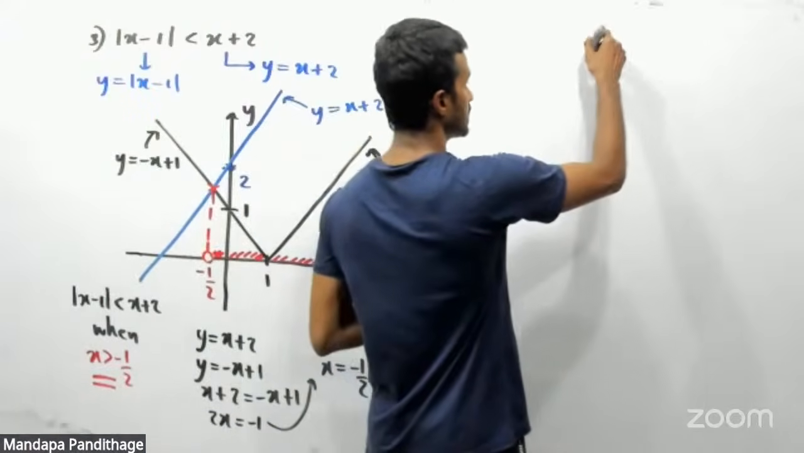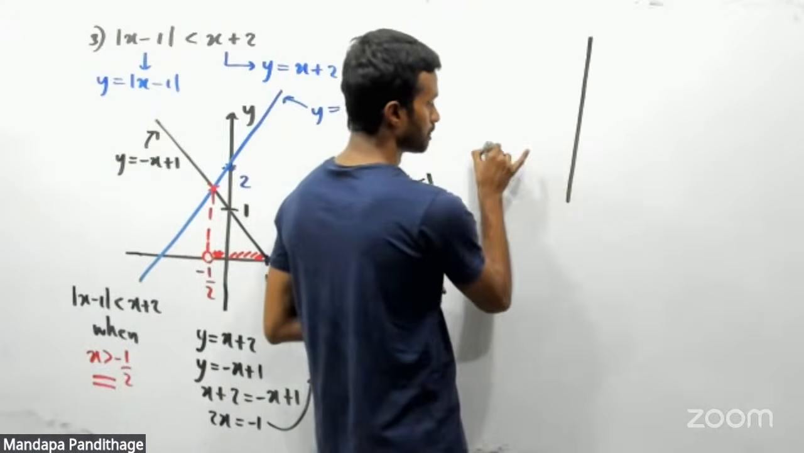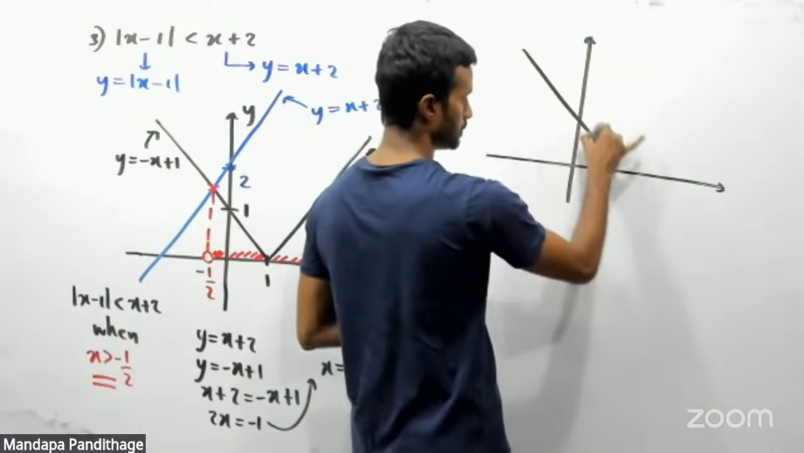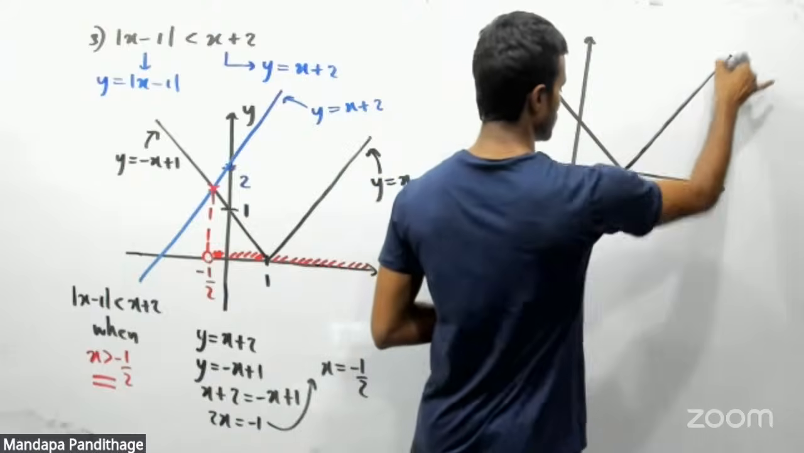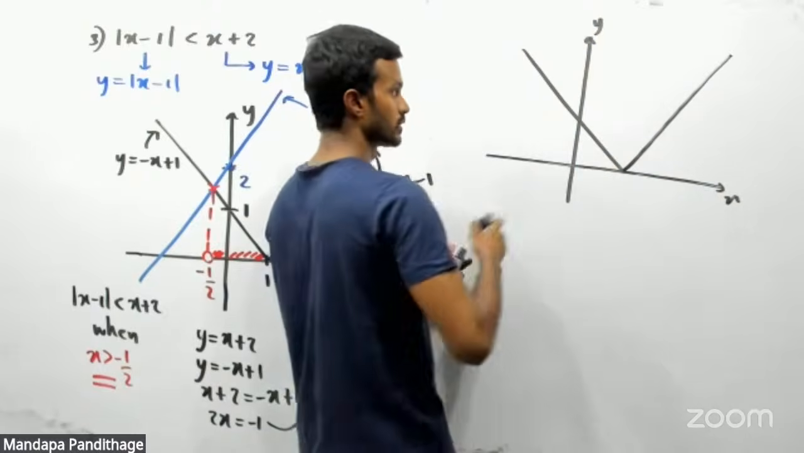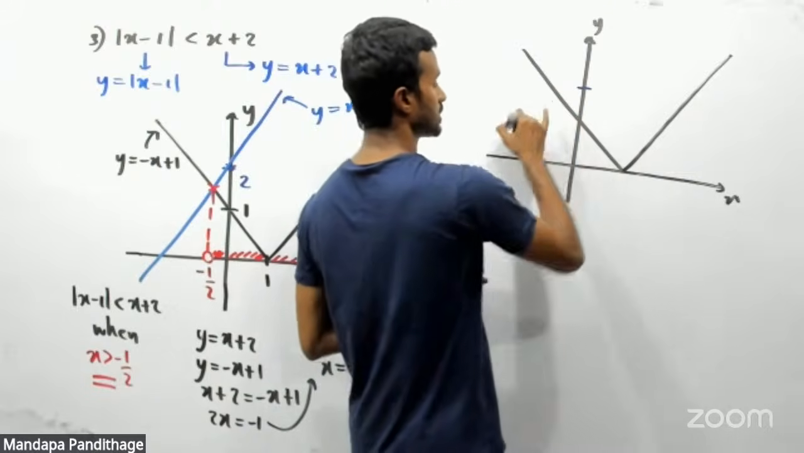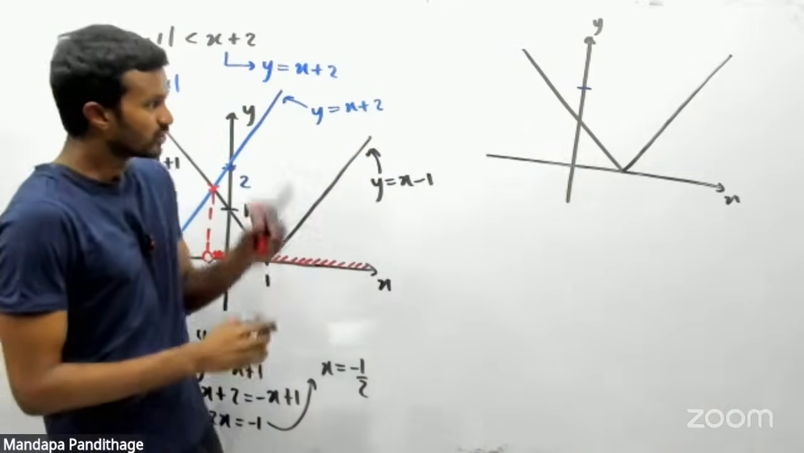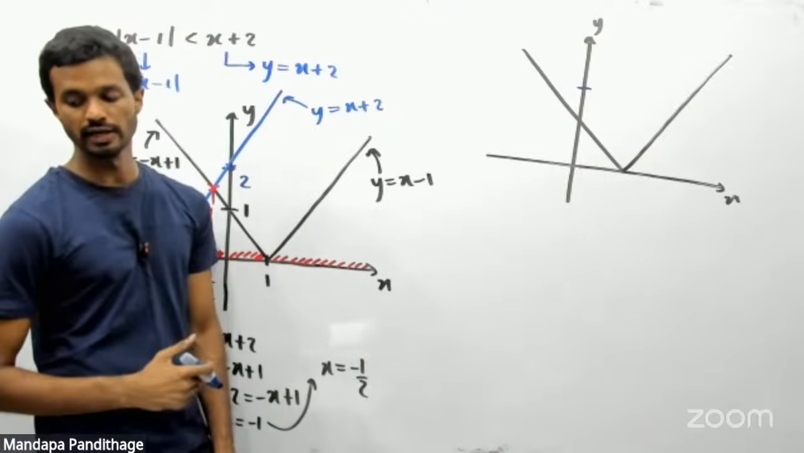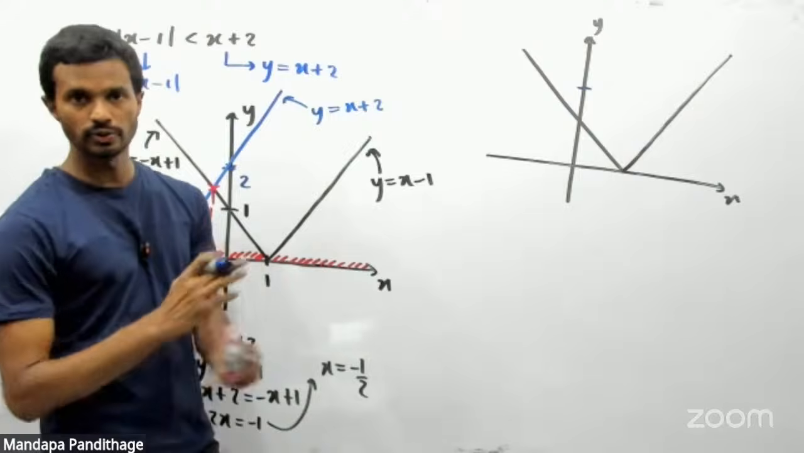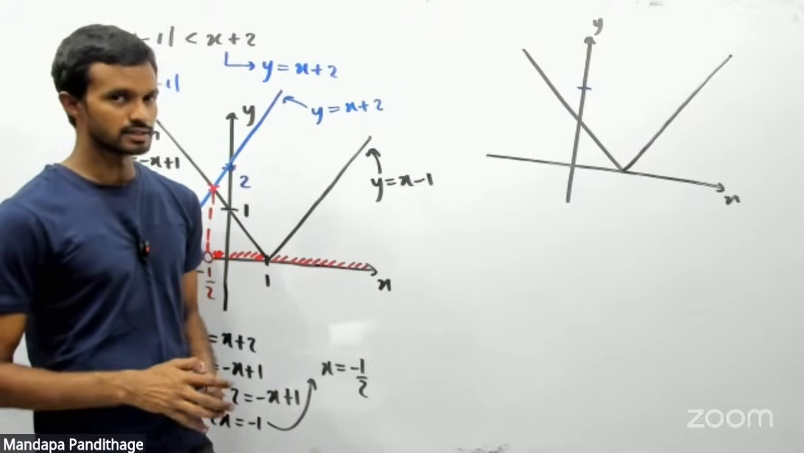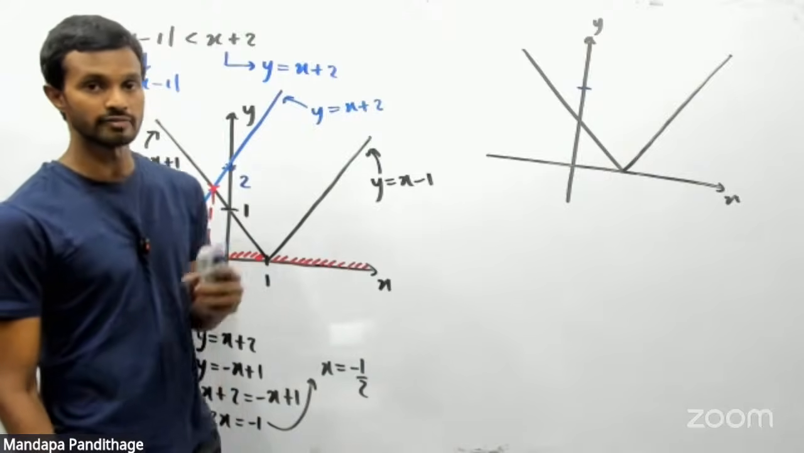Now look at this. Let's say you draw y equals modulus x minus 1 in this way. And then you draw the next line, y equals x plus 2, and you don't realize that the two gradients are equal. So you're just drawing the line because these are rough sketches. That is the main point here. We have to consider these small details because these are rough sketches.